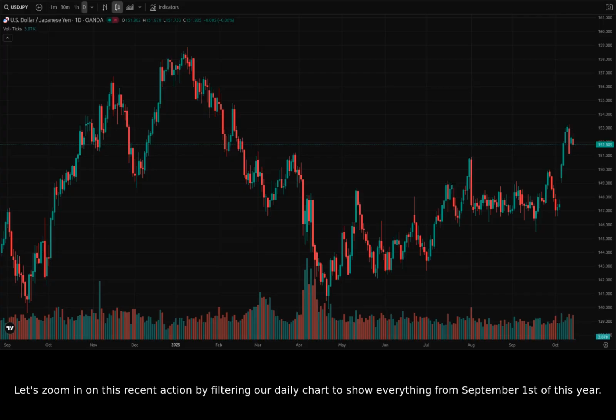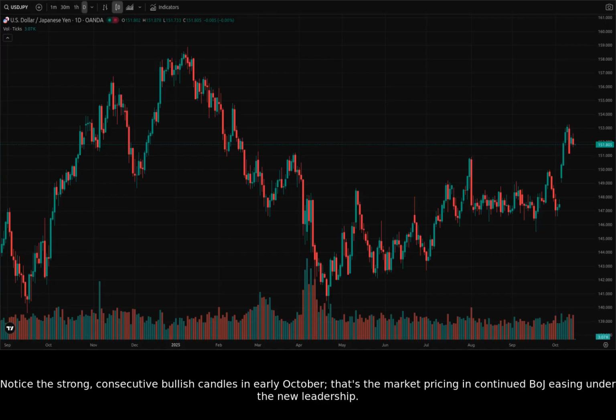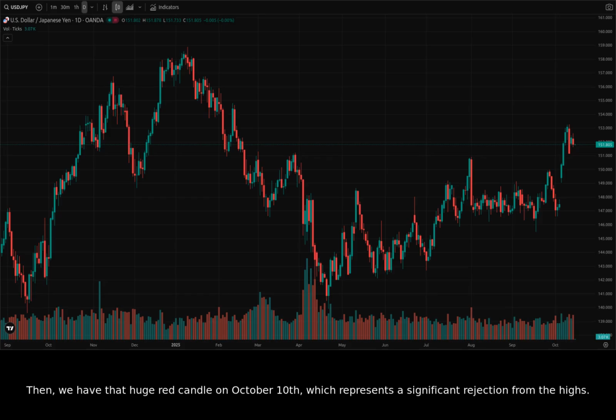Let's zoom in on this recent action by filtering our daily chart to show everything from September 1st of this year. Here you can see the powerful, multi-week rally that broke through the 150 resistance level. Notice the strong, consecutive bullish candles in early October. That's the market pricing in continued BOJ easing under the new leadership. Then, we have that huge red candle on October 10th, which represents a significant rejection from the highs.